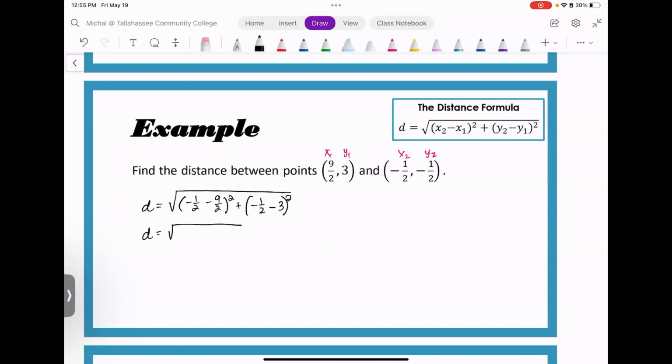-1/2 minus 9/2: these two fractions have a common denominator already, so I can subtract the numerators and keep the common denominator. That gives us -10/2, squared, plus -1/2 minus 3, which is -3.5, squared.